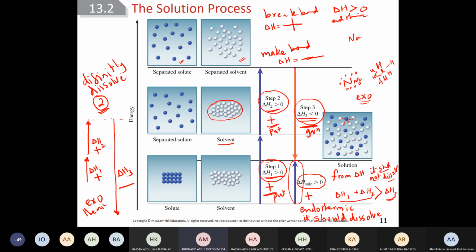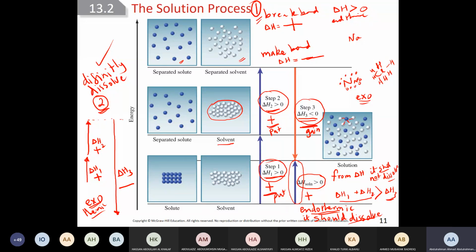So, doctor, in the first one, it's not going to dissolve. Yes. From the heat point of view, in the first one, I'll call this process 1, it should not dissolve because the total is endothermic. While in process 2, the total is exothermic, it will definitely dissolve. Is this clear? Clear, doctor. Very good. Now, we will find in process 2, even though it's endothermic and it should not dissolve, that actually it dissolves.